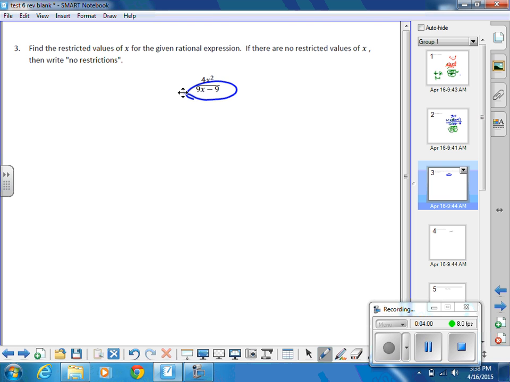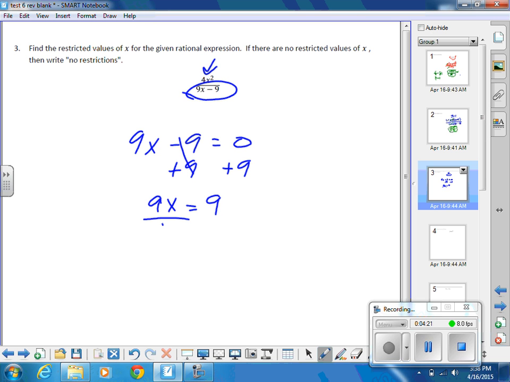Let's go ahead and find this one. Nobody cares about the top. Don't care about the top. 4x squared, I don't care that x equals 0. No, it doesn't affect the denominator. Only look at the denominator. So 9x minus 9, set that equal to 0, and then just solve for x. Add your 9, add your 9. 9x is equal to 9. Divide by 9. x is equal to 1.